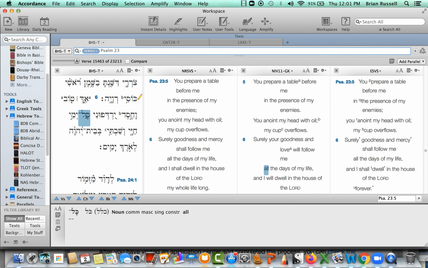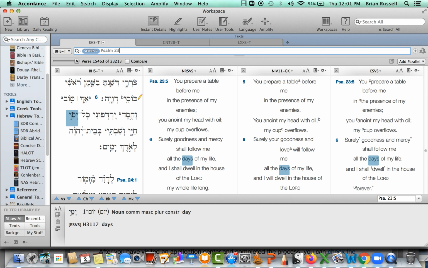Then we get a phrase, all of the days of my life. We have a construct chain here. Goodness and mercy will follow me. And then we have an adverbial phrase, basically, all of the days of my life. But this is a construct chain, call, all of the days. That's one. This is a genitive to call. And then my life is the genitive to all of my days. So we have two genitives here that we have to break down.